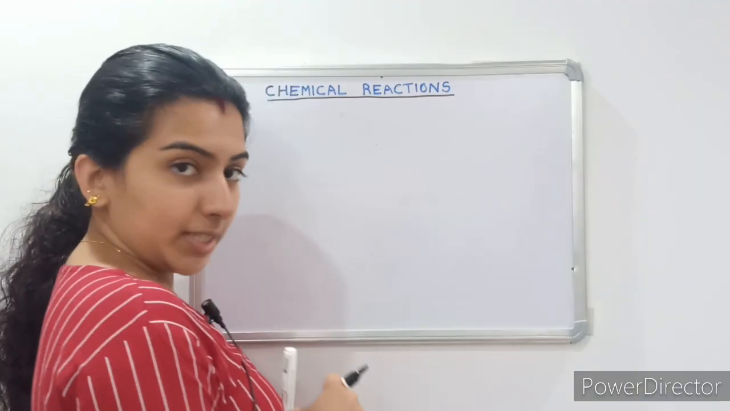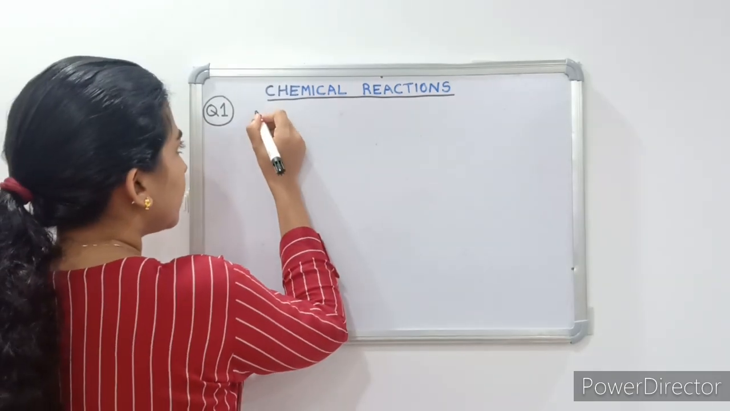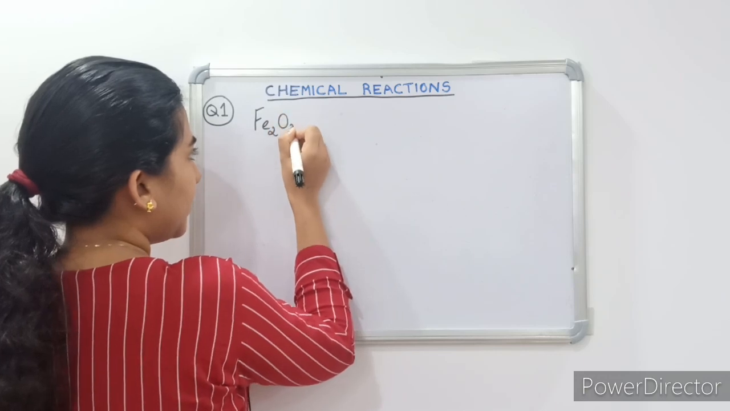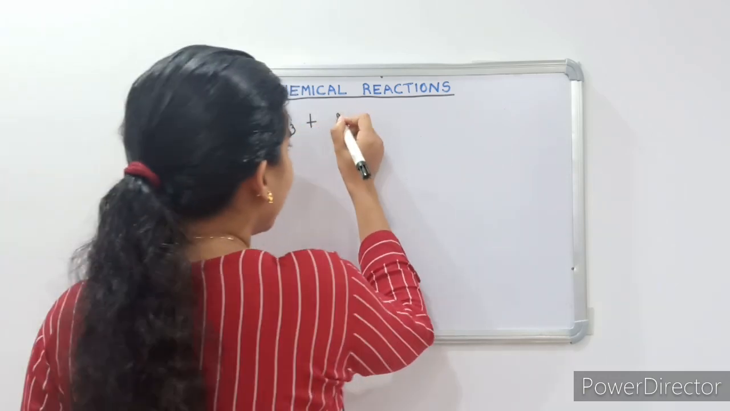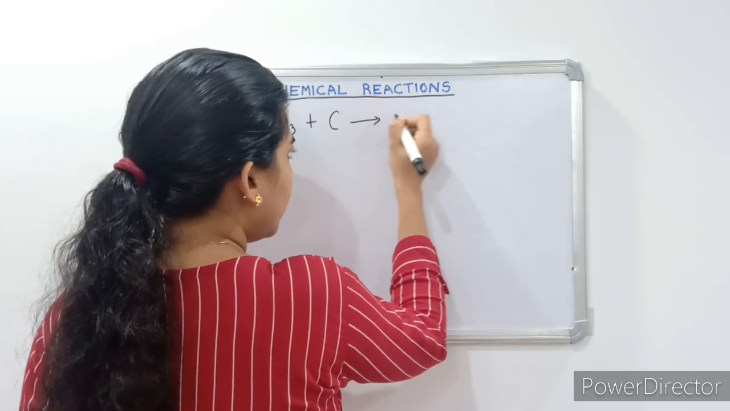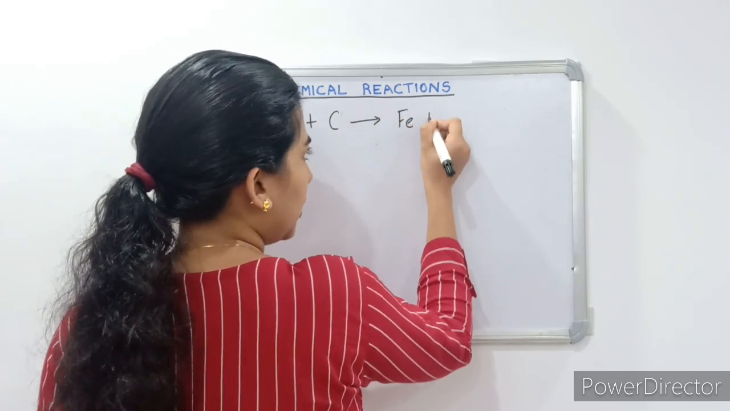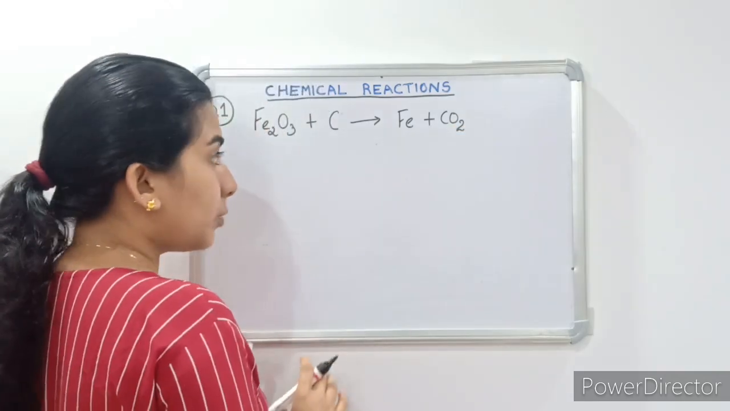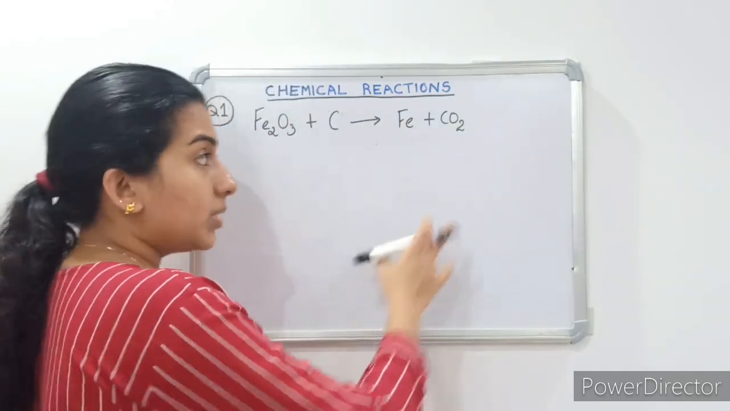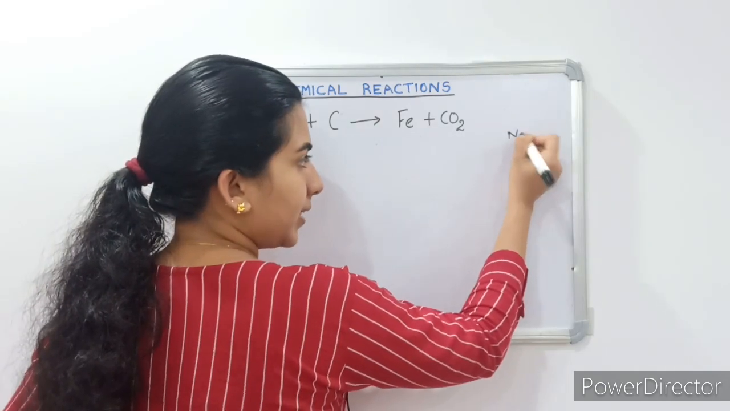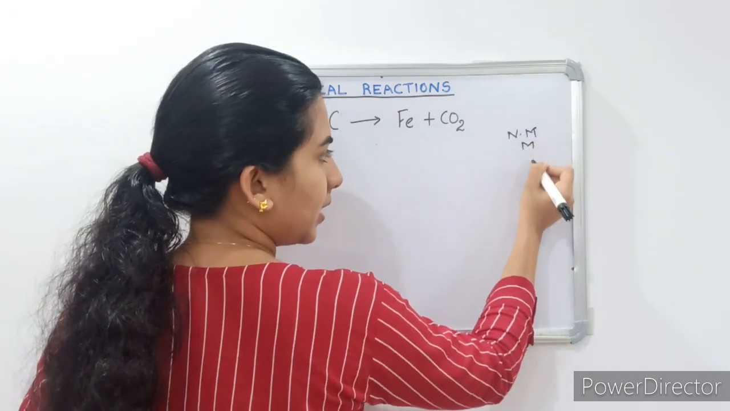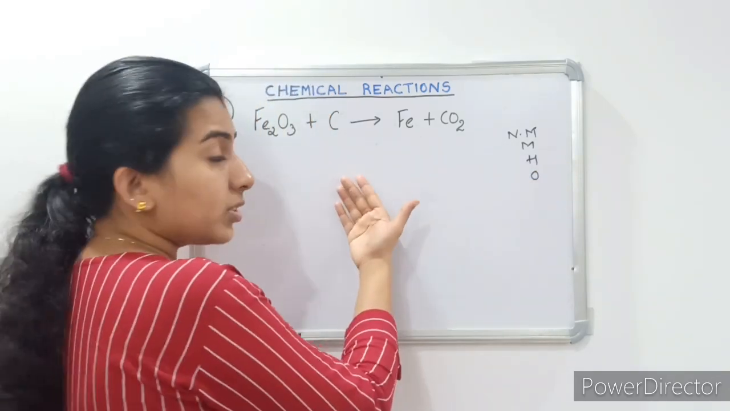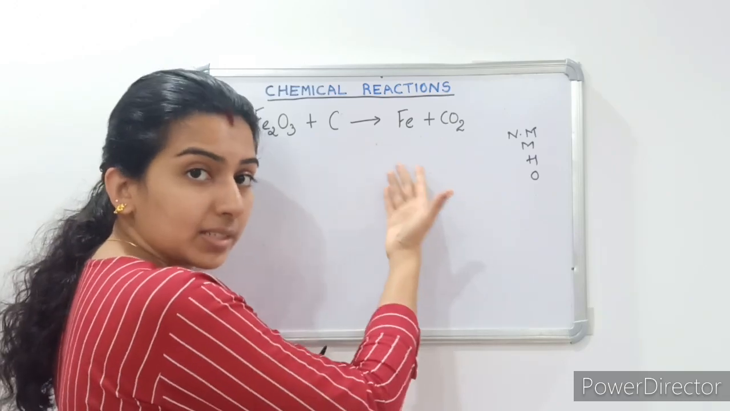Now, we will go for some questions, that is Fe2O3 plus carbon gives Fe plus carbon dioxide. I have told you before to just remember the sequence, that is non-metals, metals, hydrogen, oxygen. So the first step is writing down all the elements in both the reactant side and product side.